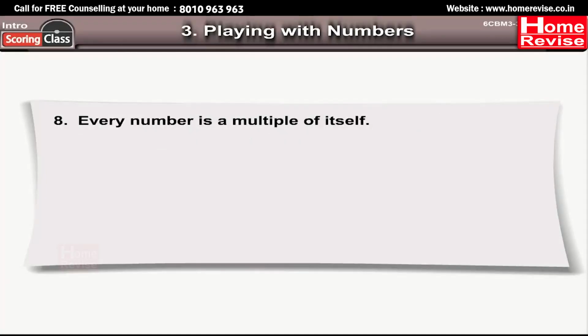Every number is a multiple of itself. For example, 7 is equal to 7 into 1. Therefore, 7 is a multiple of itself.